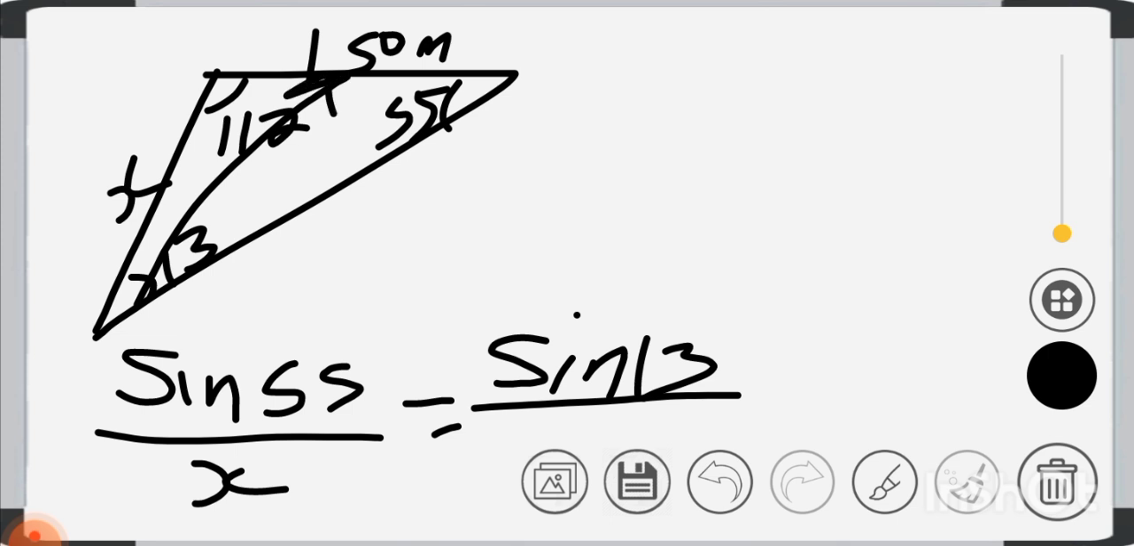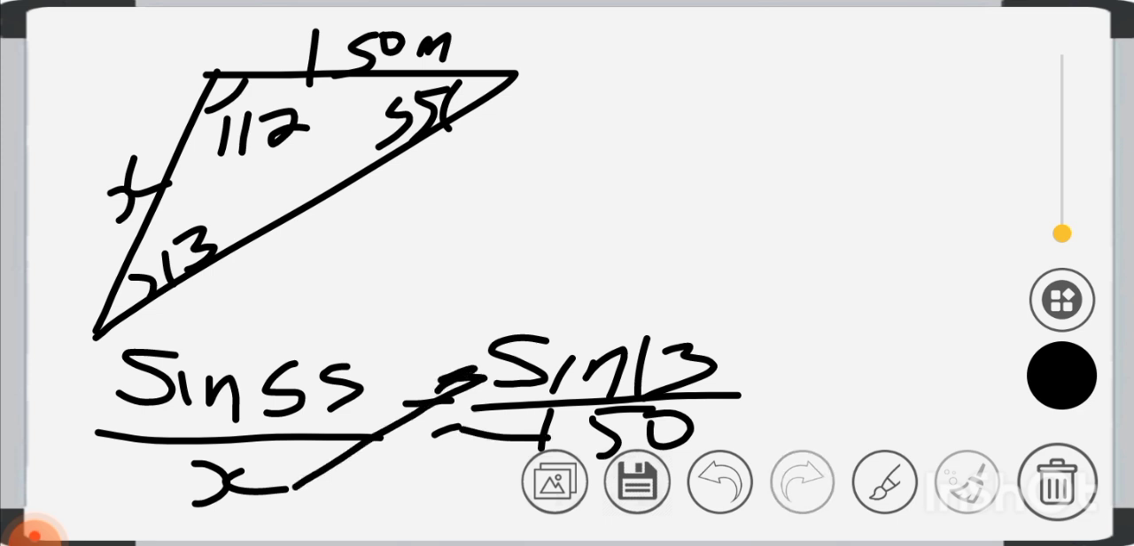Look at it, 150. You are 150. That one is very, very important. So from here now you can find x. How are you going to find x? Just cross multiply this to this place, then this to this place. If you move x to this place, move sine 13 back to this place.